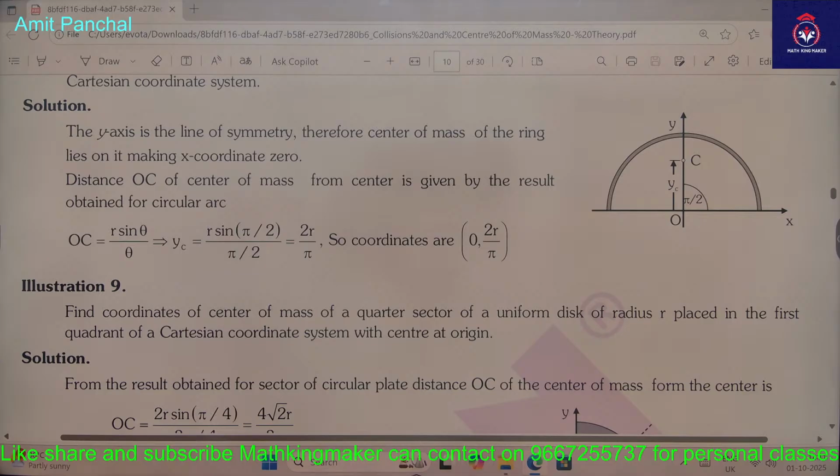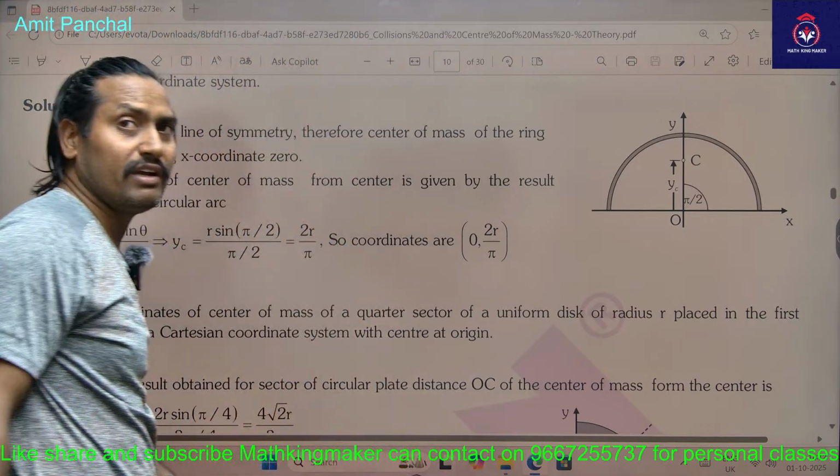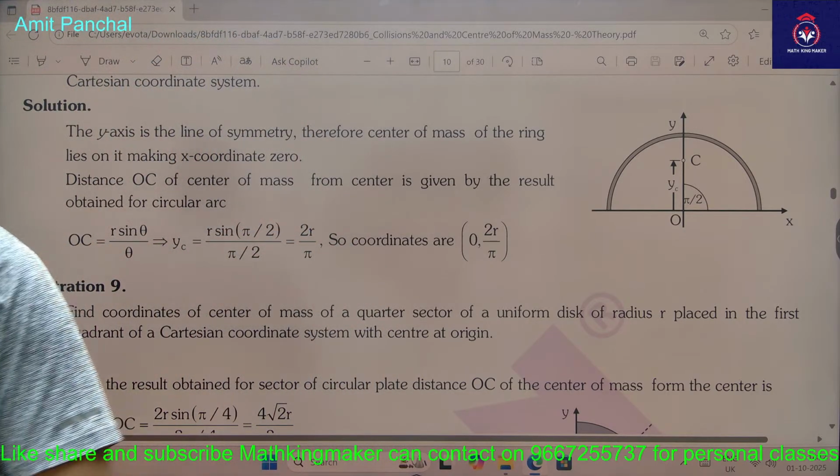In case of a disk, what is the formula? I got the formula 2r sin theta by 3 theta. And I got a value of OC as 2r into 1 by root 2 divided by 0.75 pi. Just keep it simple. Don't divide 3 by 4, just keep it 3 by 4 pi.